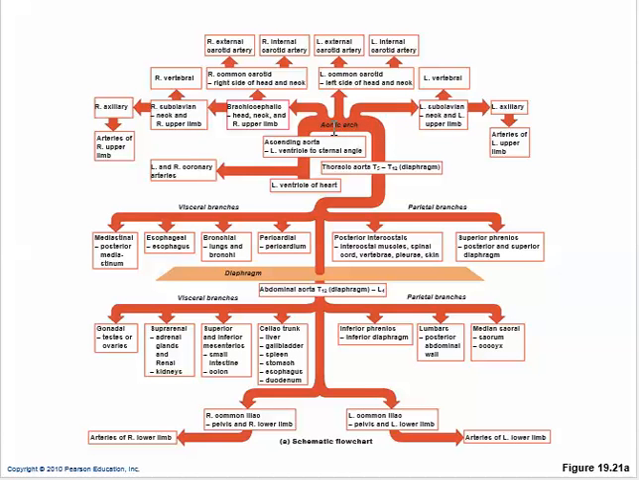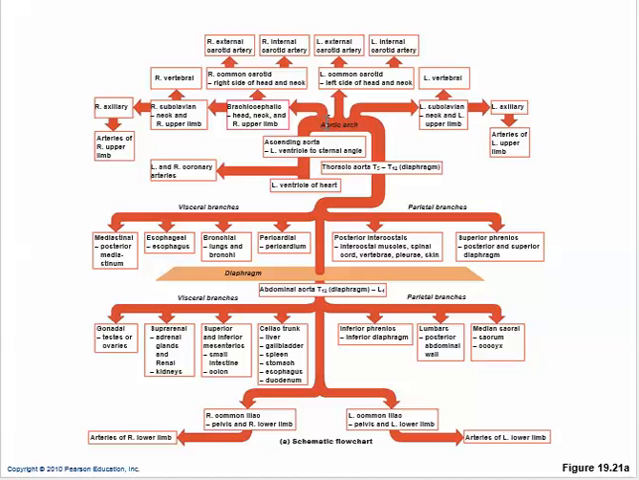Because the aorta is to the left, the first major branch of the arch of the aorta is called the brachiocephalic, and it goes to the right side of your head and your right upper limb, because it's a trunk that leaves the aorta and heads right. The brachiocephalic immediately branches into the common carotid that goes up to the head, and the subclavian, which goes under the clavicle and supplies the arm.